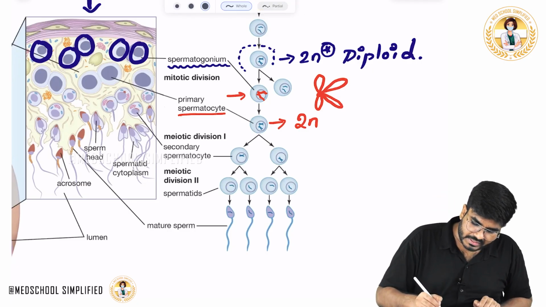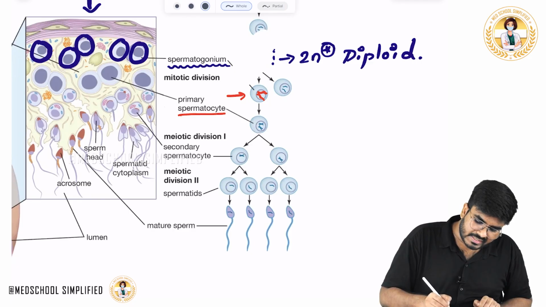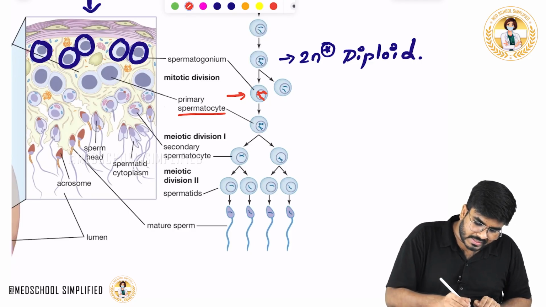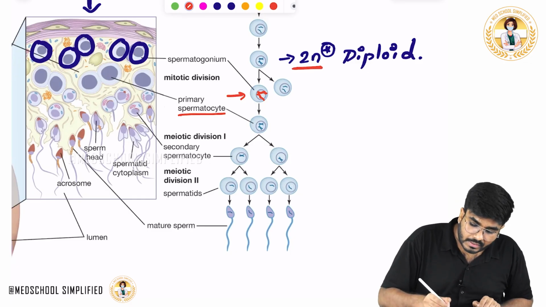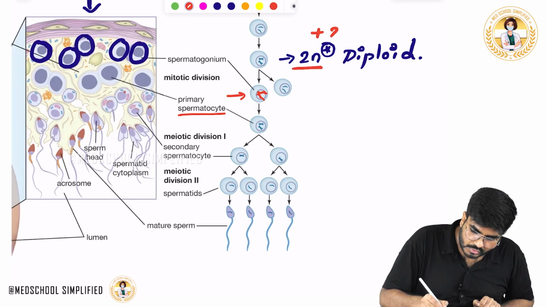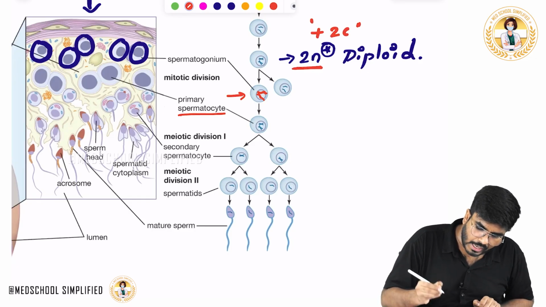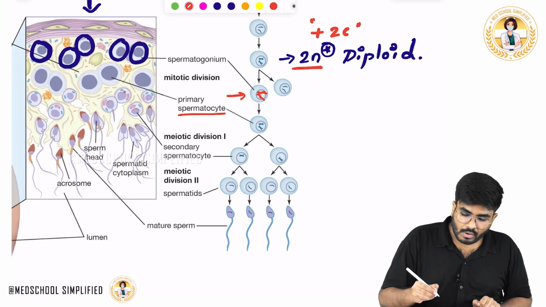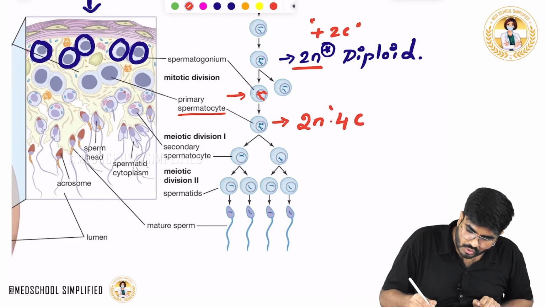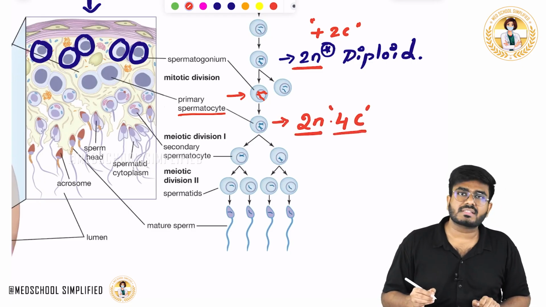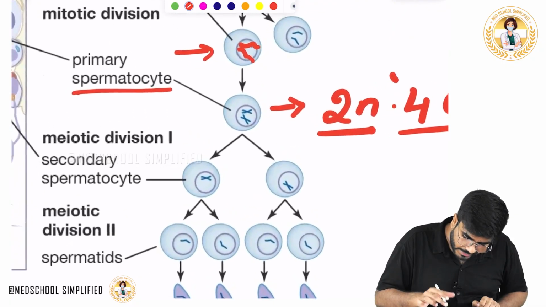Here, let me put it this way for easy understanding. Yes, these cells are diploid, 2n, but 2c. So the spermatogonia are 2n, 2c. But here, it is also diploid 2n, but 4c. 4c means 4 sister chromatids are there. Okay, you look here how they are.